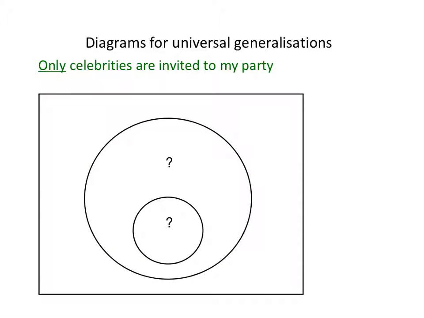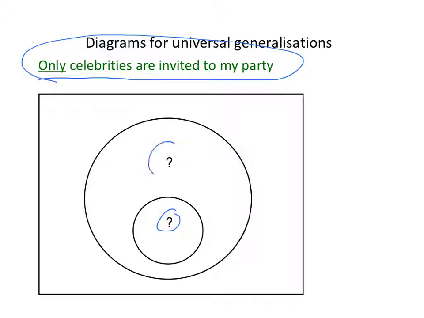Here's another universal generalisation: only celebrities are invited to my party. That's a claim about everyone who's invited to my party. How would we represent it on a diagram? What would go inside the little circle and what would go inside the big circle? Just pause the video for a moment and think about your answer to that question before you go on.